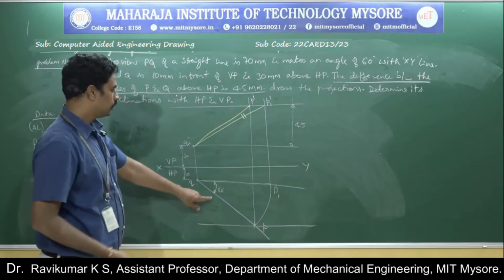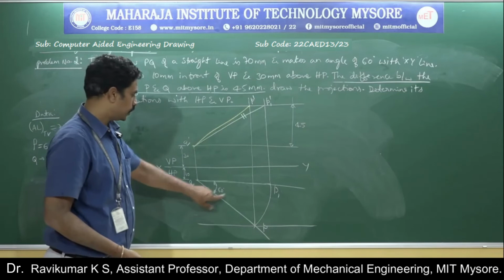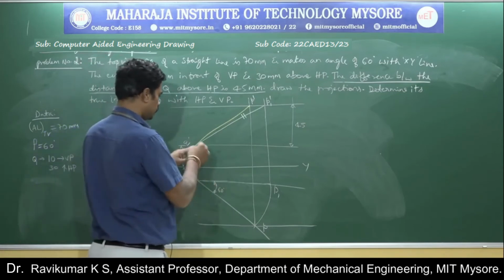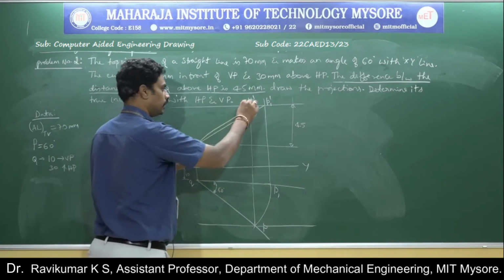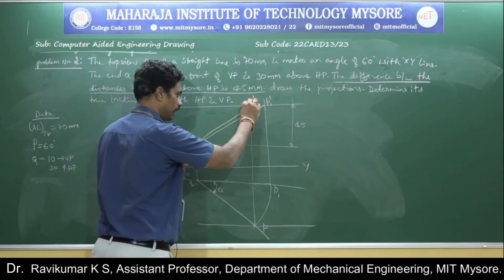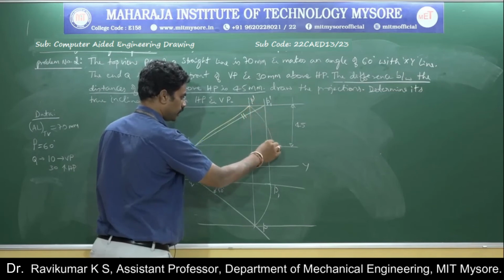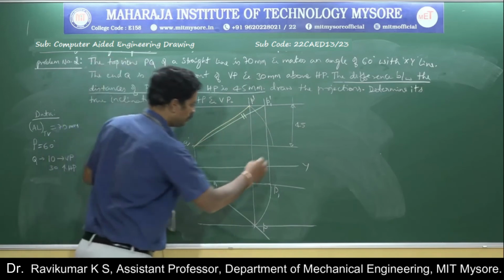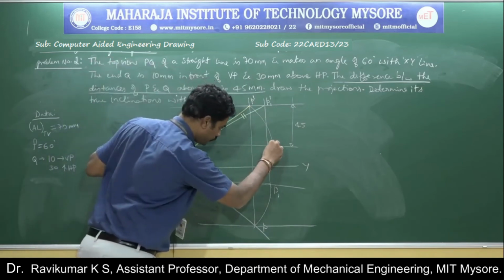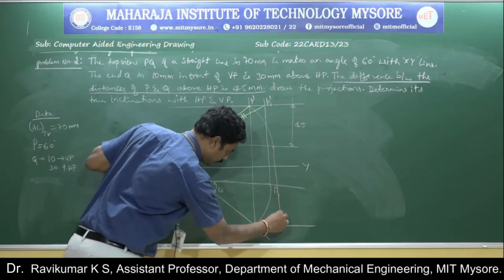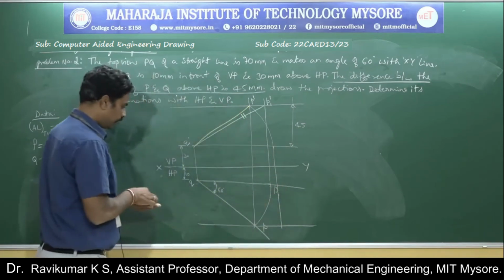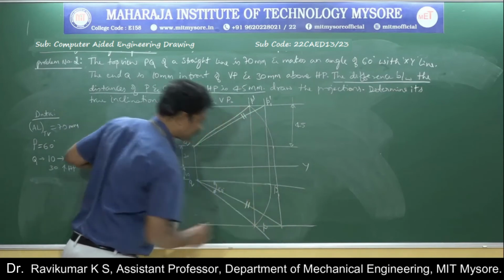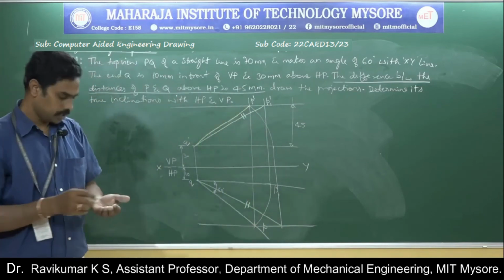Then you need to get the true length in the top view. To get the true length in the top view, you select Q dash as center, and Q dash P dash as radius. You just draw a curve like this, that is taking off the inclination in the front view. Then drop a perpendicular from this line until it touches the locus, and you will get the true length. So this is the true length of the said line. This is how we need to solve a problem.